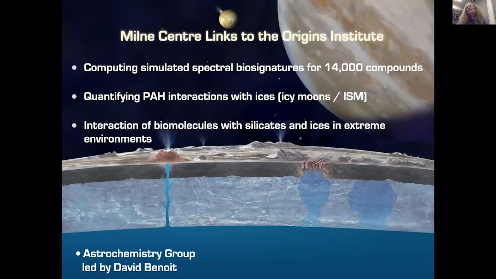The other thing which links in with what's going on at the Origins Institute is sort of a new area of research for us, astrochemistry. We brought over David Benoit from our chemistry group, who's a world-leading physical chemist, and have got him now working on taking those skills and moving them into the astrochemistry side of things. So he's working on a number of things which overlap more closely with the Origins Institute than my own personal research, looking at things like how various biomolecules stick to rocks versus ices in extreme environments, and also computing, because we have access to this incredible facility, more or less exclusively working on computing very advanced spectral biosignatures for 14,000 odd potential biomarkers that hopefully in the next generation of telescopes we may be able to probe.